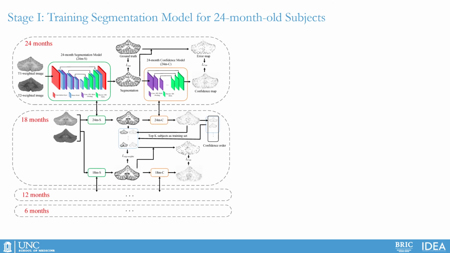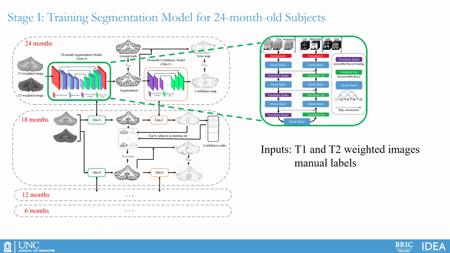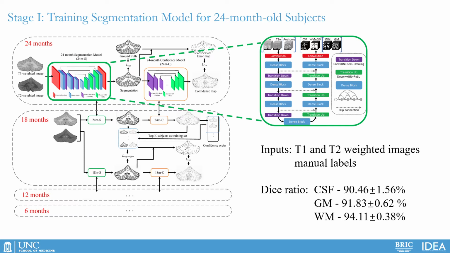The first stage is training the segmentation model for 24-month-old subjects. We apply a network as the architecture, and the inputs are T1 and T2 weighted images and manual labels. We use the Dice ratio to evaluate the performance of the trained model, and the Dice values are all over 90%.